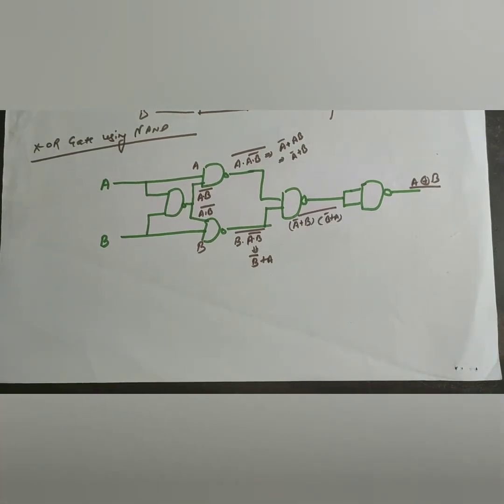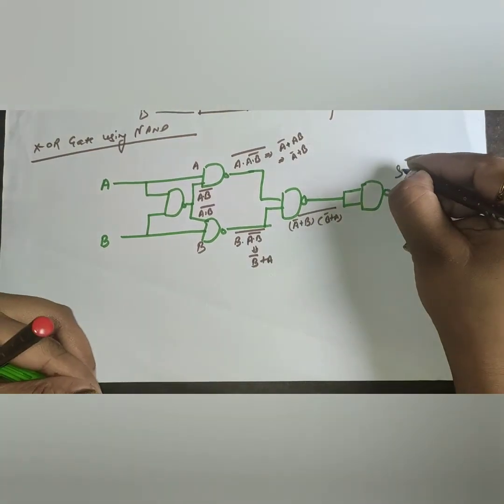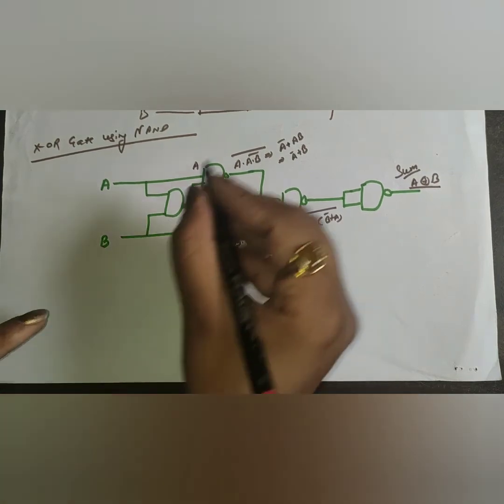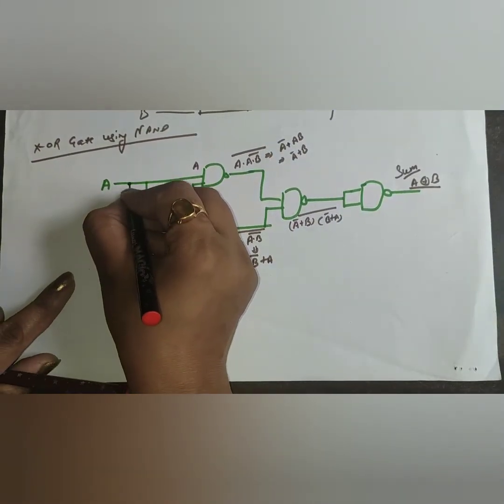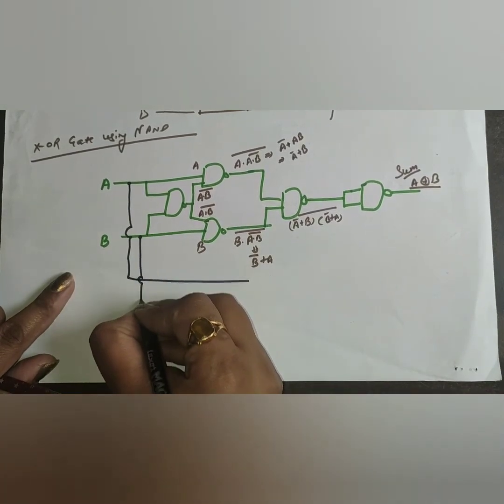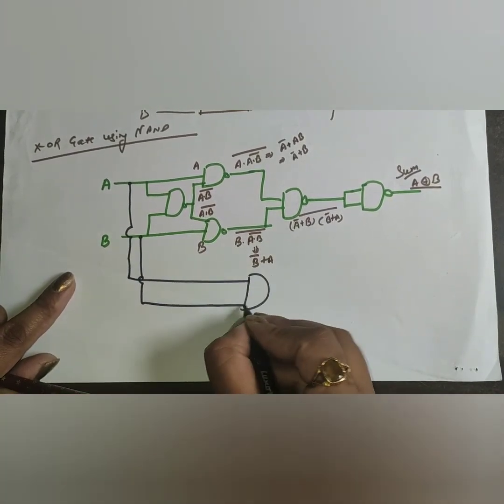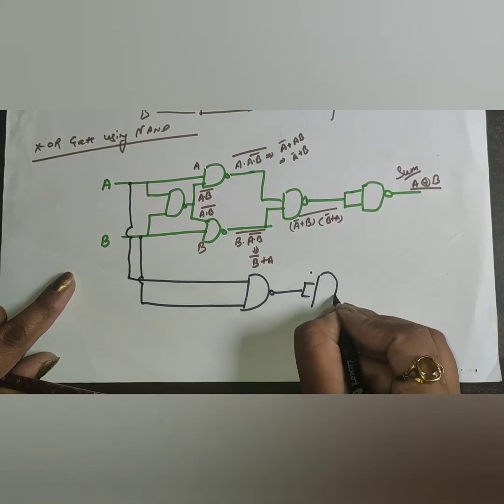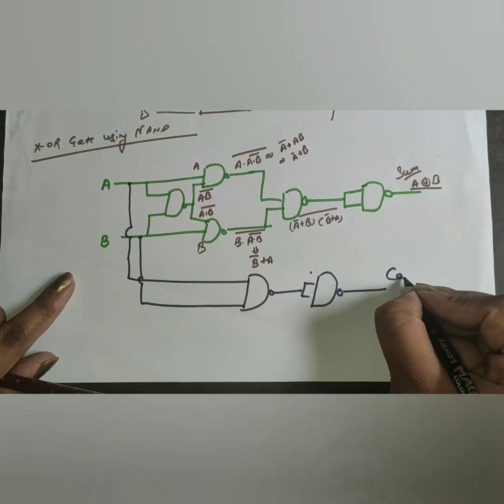Now what about the half adder's carry? This will be your sum. Now what about carry? Carry is made by A dot B. So it is an AND gate using NAND gates. You can check how I can make an AND gate using NAND gates. So this will be your carry.